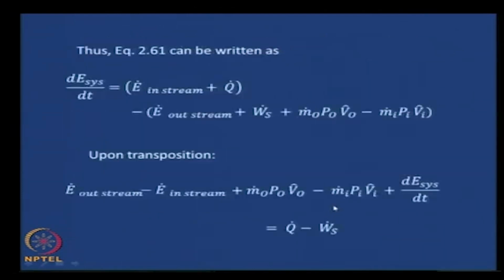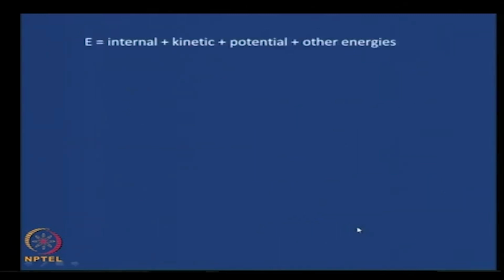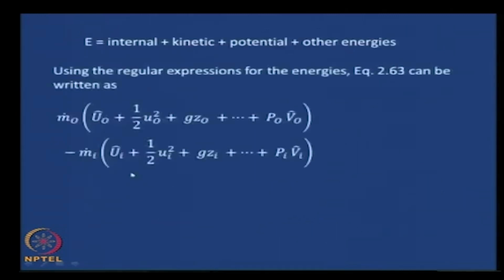Essentially, we have expanded the E of the outlet streams and the E of the inlet streams, and then put in the various terms together. We will call this equation 263.